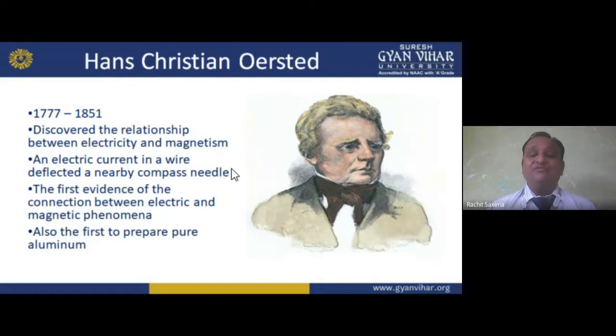So my dear student, aluminum is a metal, and the preparation of pure aluminum was done by Hans Christian Oersted. Okay, so I hope you understand who Hans Christian Oersted was. And in which year did we get the magnet? In which year were we talking about the magnet? If we talk about magnet history, it was around 1200, 1300 BC. Okay, hope you understand. Now move forward.